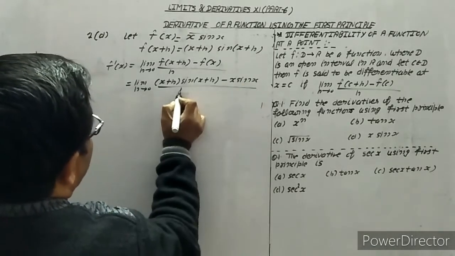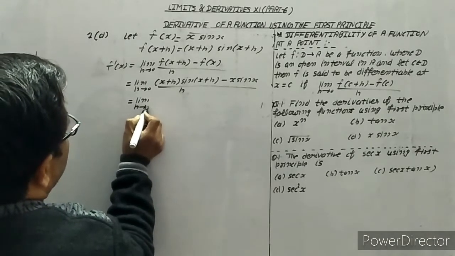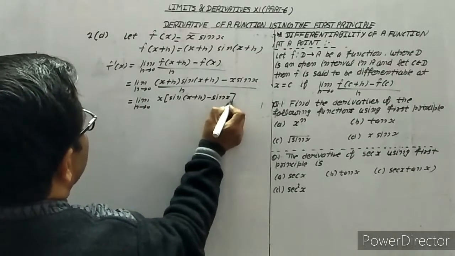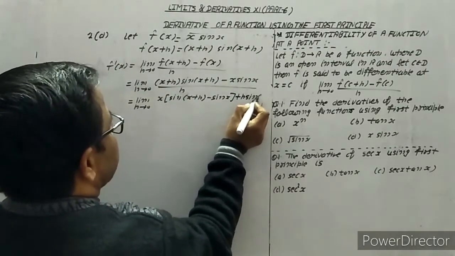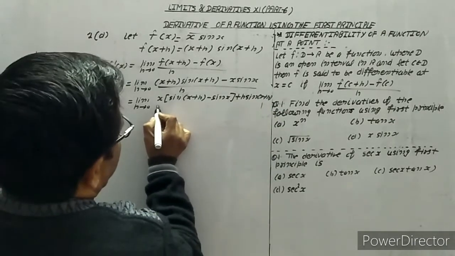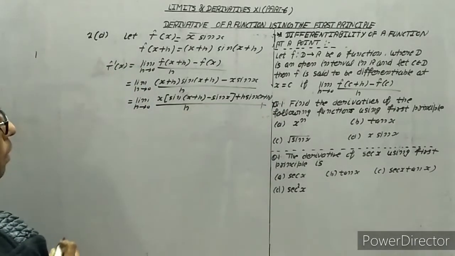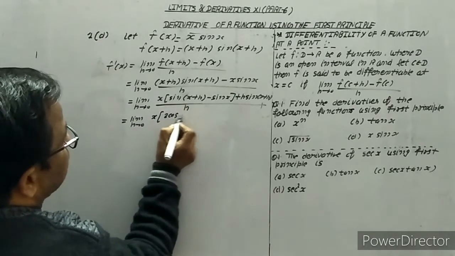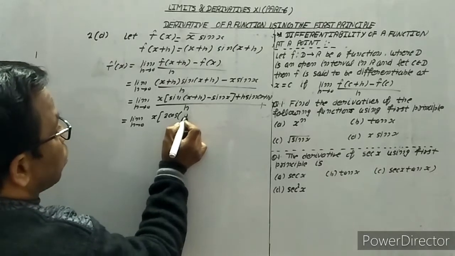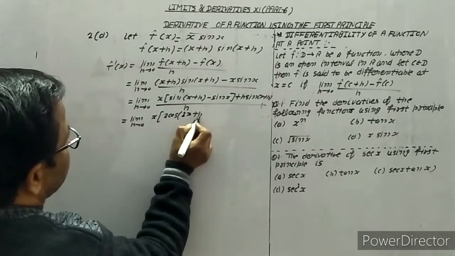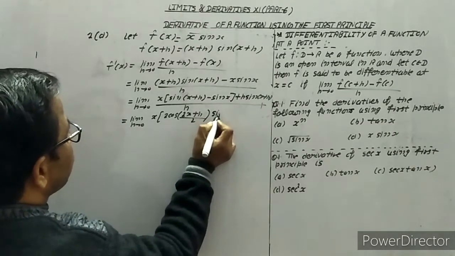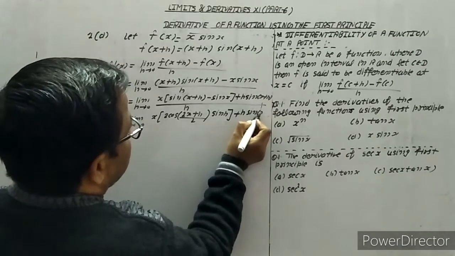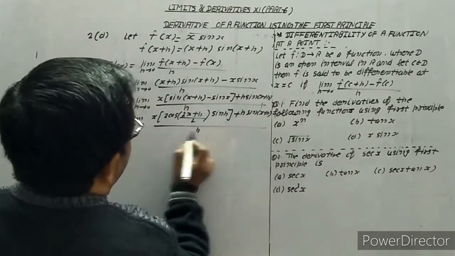Now keep the terms of x separate. This becomes limit h tends to 0, x is common, so sin(x+h) minus sin x, and what is left, plus h sin(x+h), all upon h. Now apply the identity: sin C minus sin D is 2 cos (C+D)/2 sin (C-D)/2. That means 2 cos((2x+h)/2) sin(h/2), plus h into sin(x+h), whole upon h.